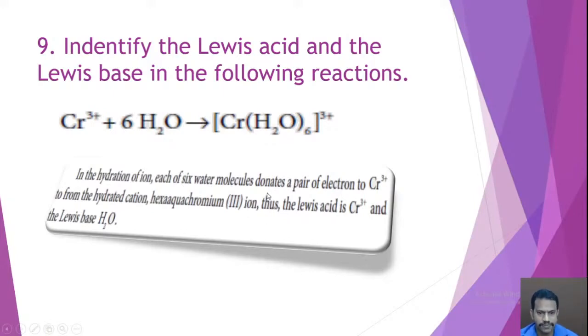Okay, here in the hydration of the ion, hydration means what? Addition of water. Each of the 6 water molecules donates a pair of electrons. So the oxygen in the 6 water molecules is ready to donate a pair of electrons to the central metal atom chromium. From that we can say the Lewis acid is chromium 3 plus and the Lewis base is water. So which one is a donor? H2O is a donor, and which one is an acceptor? Chromium 3 plus is the acceptor. So from that we can guess which one is a Lewis base and which one is a Lewis acid.